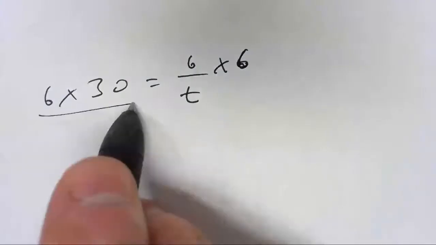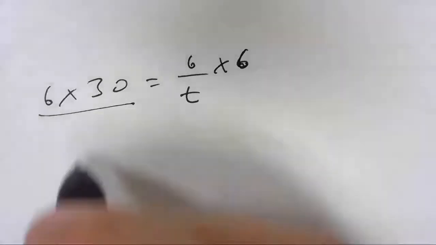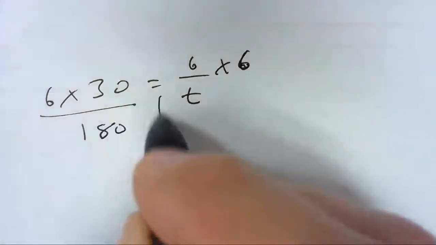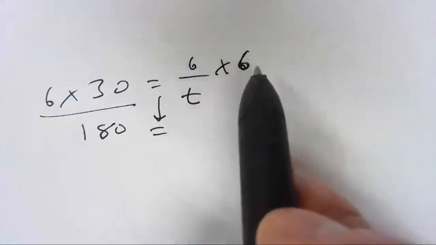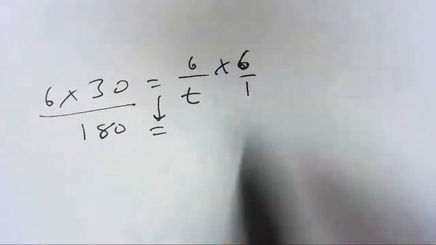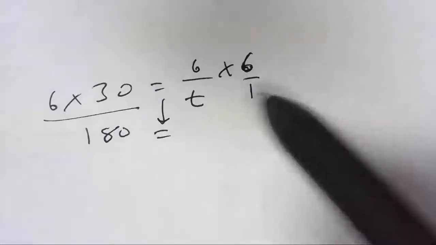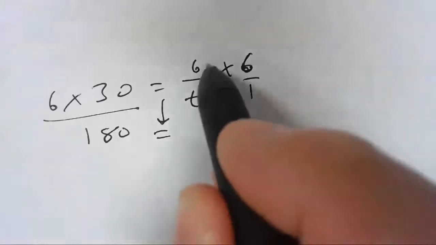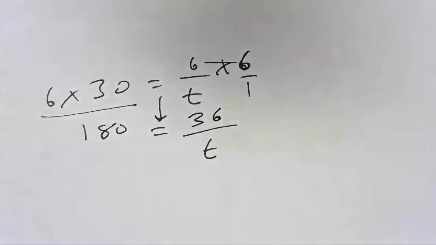So on this side, 6 times 30 is what? 180. Bring down my equal sign. But on this side, we have not gotten rid of the 6 because they don't cancel each other out. There's an understood 1 under here. You've got a fraction multiplied by a fraction. When you multiply fractions, you've got to multiply straight across. 6 times 6 is 36. So we actually just made our problem bigger. We ended up with 180 equals 36t. It's not wrong. It's still a true equation. But we didn't do anything for ourselves.